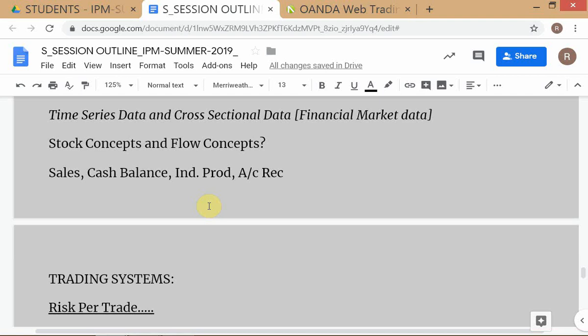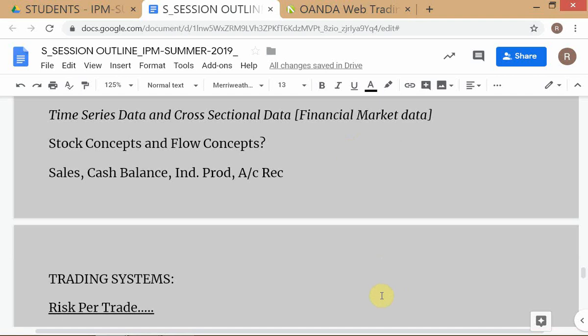So can you relate, I made one distinction between time series data and cross-sectional data. Can you guys relate? I guess most of you have some idea about stock concepts and flow concepts. So, can you relate stock concepts and flow concepts, the difference between the two? Because obviously these are mutually exclusive, right? A stock concept can't be a flow concept and vice versa, right? Similarly, time series data can't be cross-sectional data, right? So can you relate this?